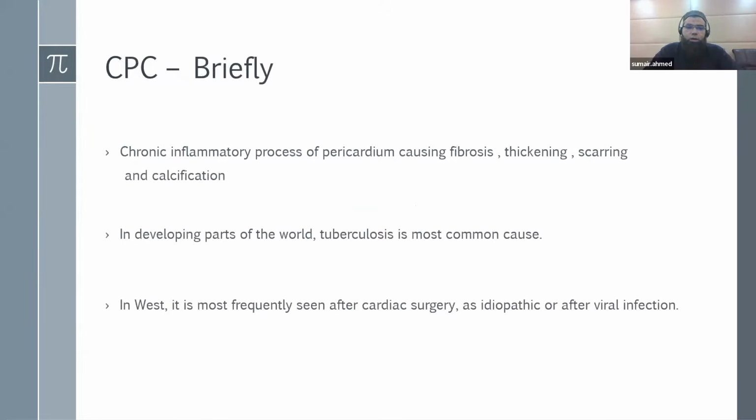So briefly discussing constrictive pericarditis, it is an inflammatory process of the pericardium causing fibrosis, thickening, scarring, and calcification of the pericardium. In developing parts of the world, tuberculosis is the most common cause. Here in Pakistan, in more than 90% of cases, constrictive pericarditis is due to tuberculosis, while in the West it is much less, but most frequently due to cardiac surgery, idiopathic causes, and after a viral infection. But any cause of acute pericarditis can convert into constrictive physiology.